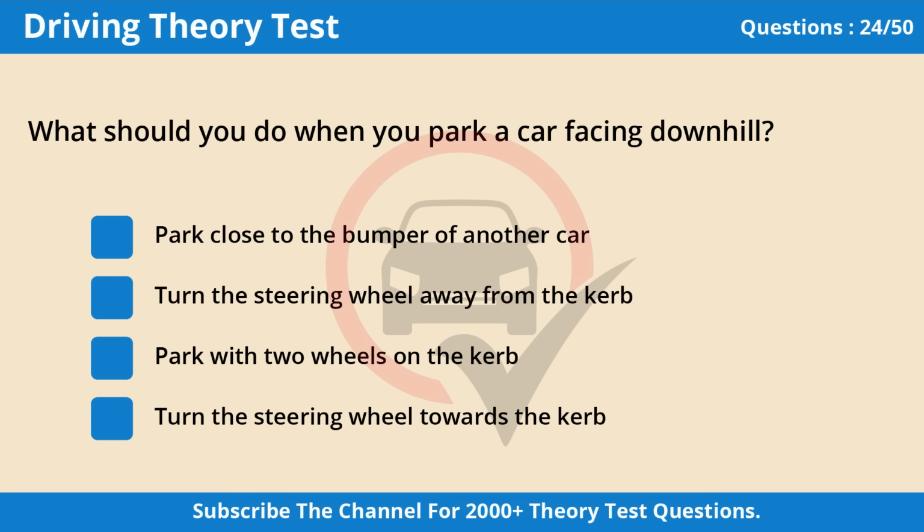Question 24. What should you do when you park a car facing downhill? A. Park close to the bumper of another car. B. Turn the steering wheel away from the curb. C. Park with two wheels on the curb. D. Turn the steering wheel towards the curb. The answer is D.